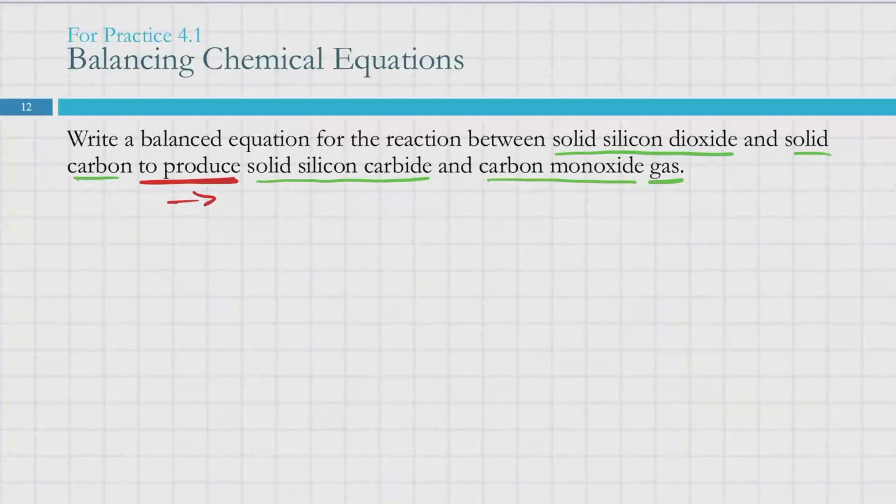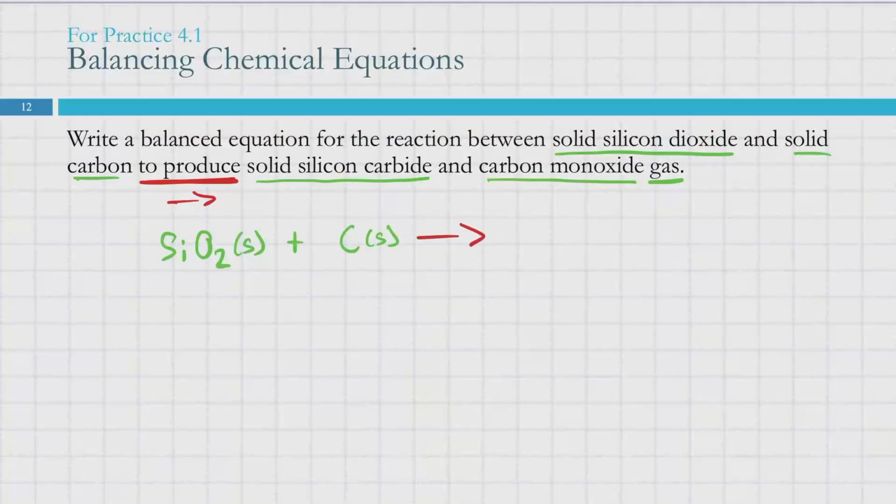Okay, so silicon dioxide, silicon, we're just going to have one. The di in front of the oxide means that we've got two oxygens. So this will be SiO2, and it's a solid. So we put an S in parentheses behind it. Our other thing that we're using is carbon as a solid. So it's just going to be C.